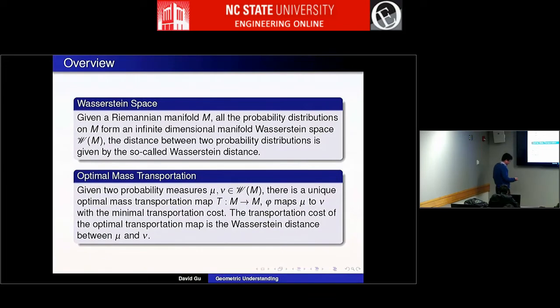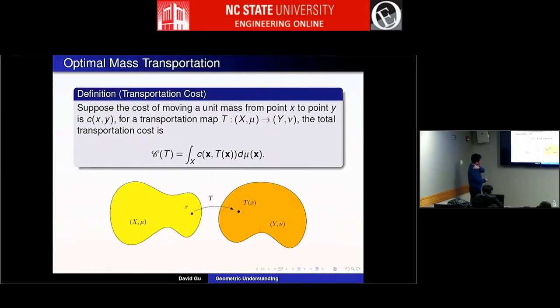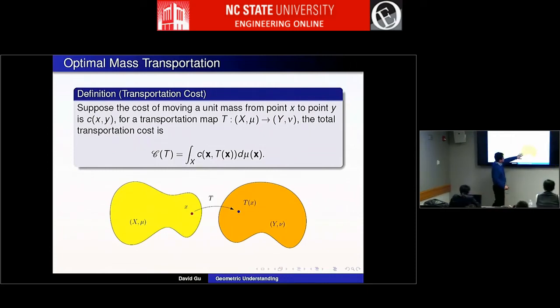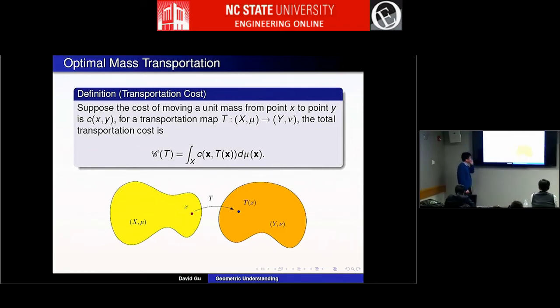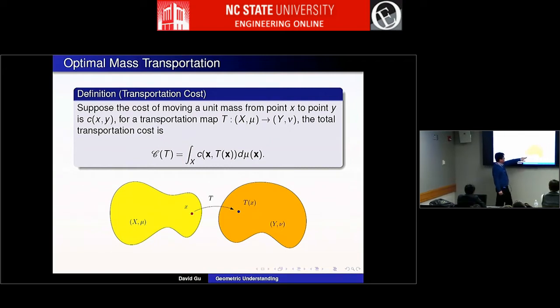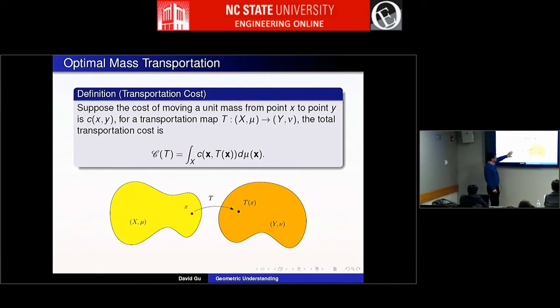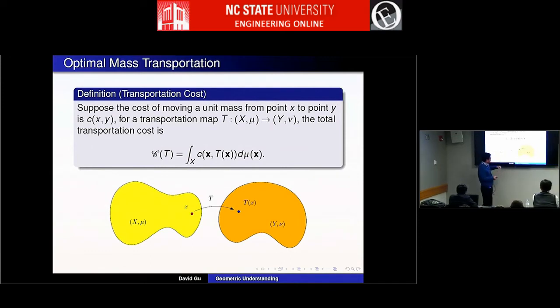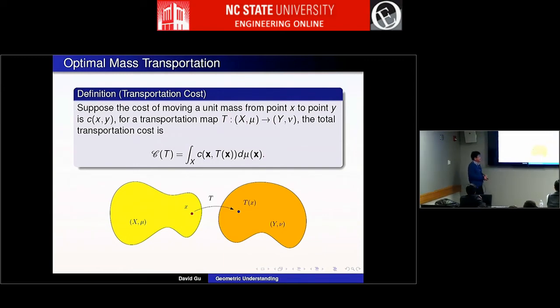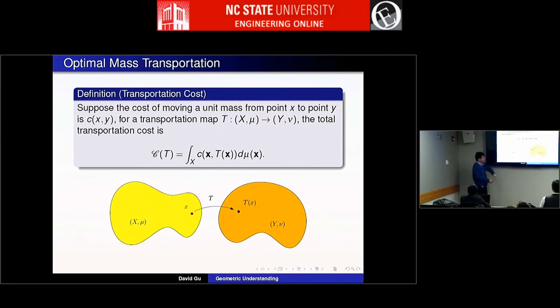Then we can come to the optimal transportation theory. Suppose we have two domains in R3 or in Rn, in Euclidean space. We have two density functions, one is mu and the other is nu. We try to find a mapping from domain X to domain Y such that the mapping is measure preserving. For example, suppose this is the total territory of the United States.